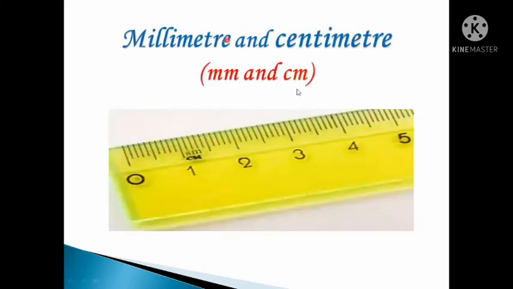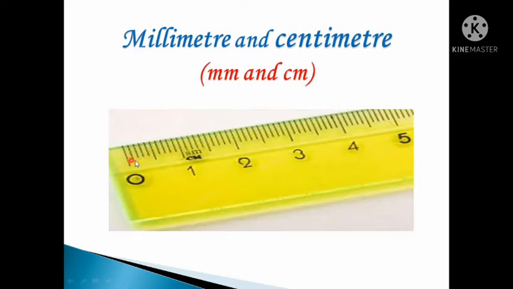Okay, this one I would like to say millimeter and centimeter. So actually we are using a scale from first standard onwards, right? But see here, in the scale, have you ever seen the 0, 1, 2, 3 measurements? They will be there. See, each and every small measurement is called a millimeter. See, 1 millimeter is very small. From 0 to the small line, it is 1 millimeter.